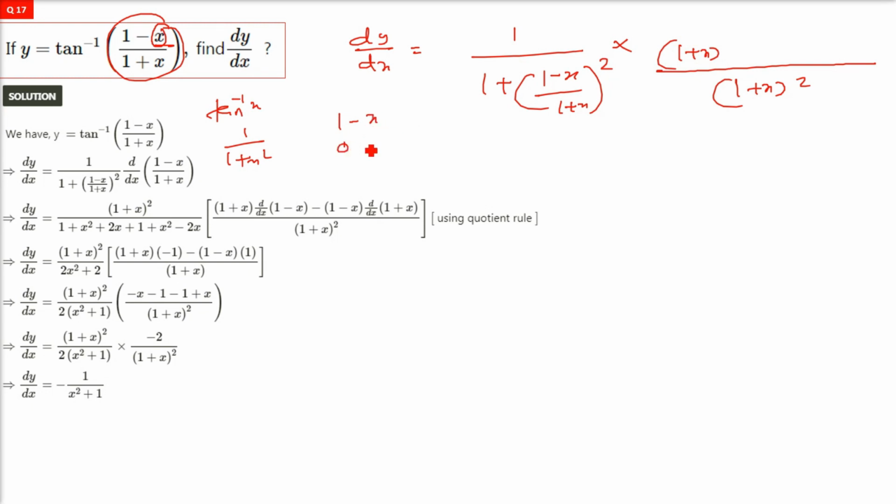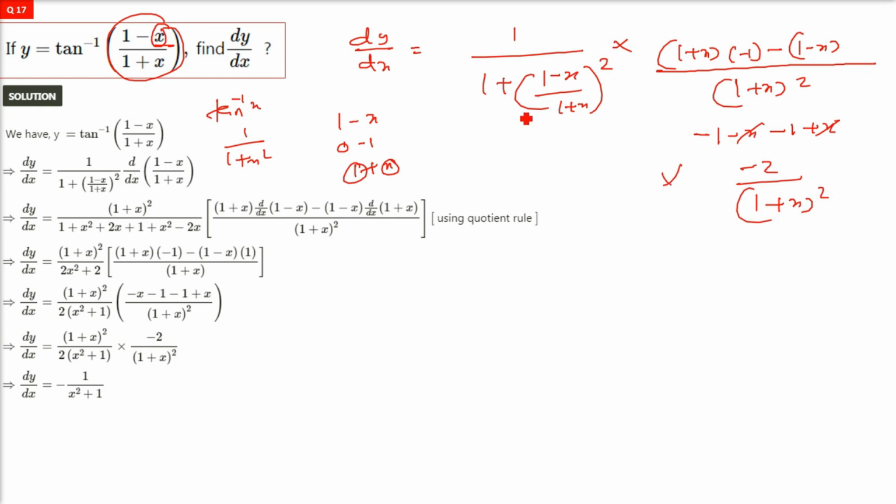Differentiation of 1 minus x will be 0 minus 1, so minus 1. Then minus, now 1 plus x is there, so 1 minus x will come here. Differentiation of 1 plus x, so this is 0, this is 1. So 1. Now let us multiply this. What will be in the numerator? Minus 1 minus x minus 1 plus x, and here x gets cancelled. You will get a negative 2 here, divided by (1 plus x) whole square.